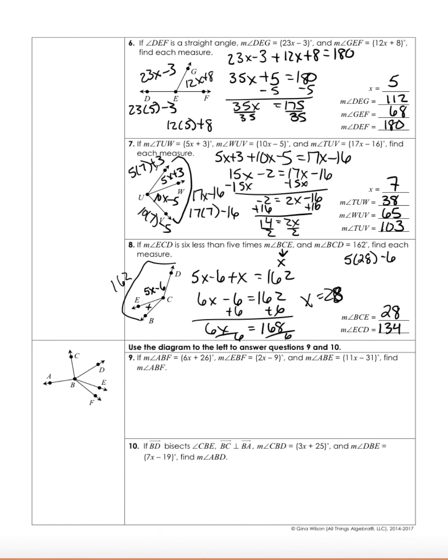Okay, so on number 9, we're going to use the information given. It says that ABF is 6x plus 26. EBF is 2x minus 9. And ABE is 11x minus 31. Okay, so again, the 2 parts are going to add up to make the whole thing. So I'm going to set it up and then you're going to solve it. 6x plus 26 plus 2x minus 9 equals 11x minus 31. Go ahead and solve for x.